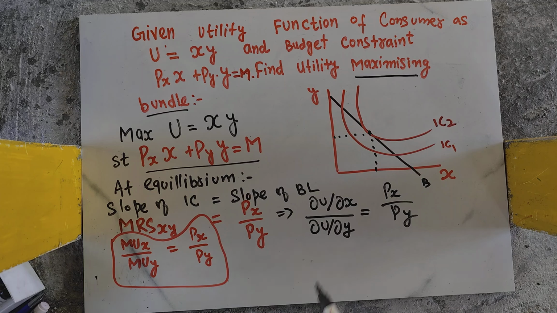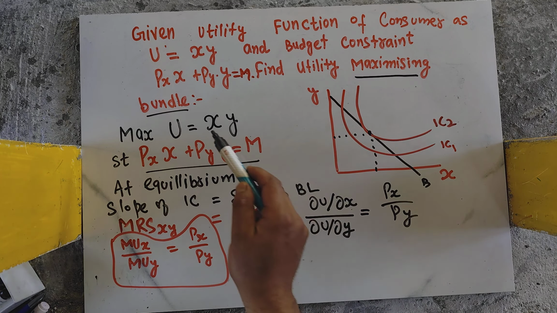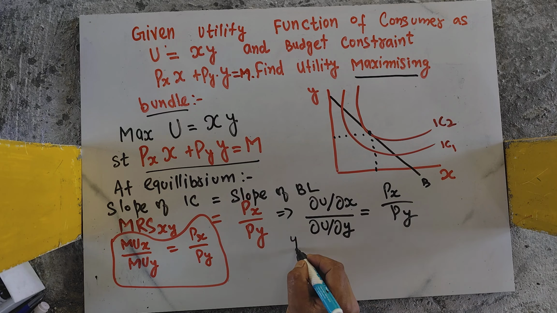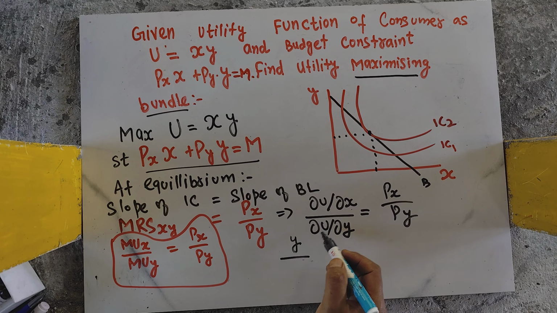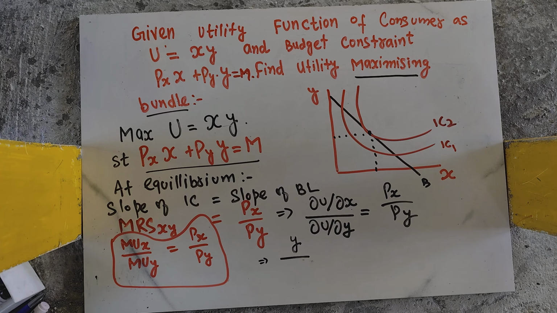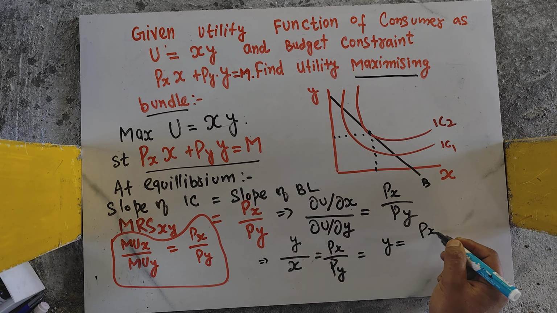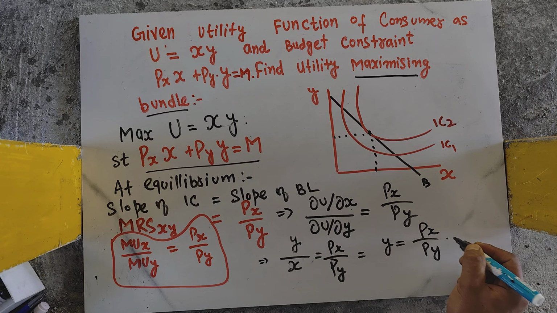Okay, now the partial derivative of this utility function with respect to x means the derivative of x will be 1, so we are left with y. Likewise, the derivative of this utility function with respect to y, the derivative of y will be 1, so we are left with x. Should be equal to price of x upon price of good y. Solving for y, y will be equal to price of x upon price of y times x.